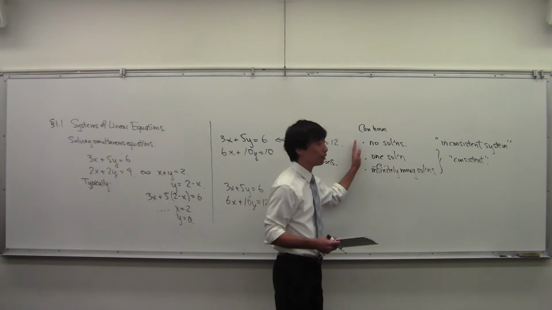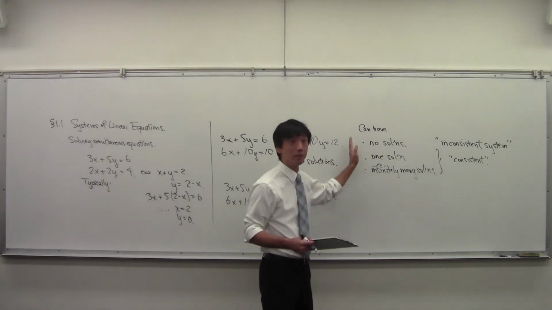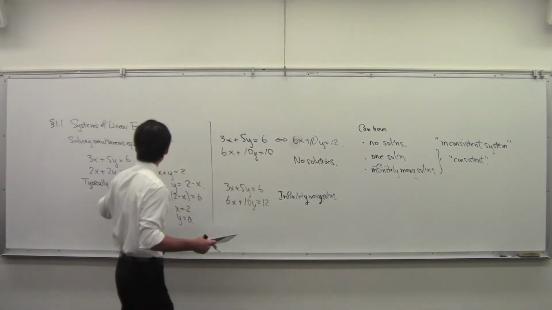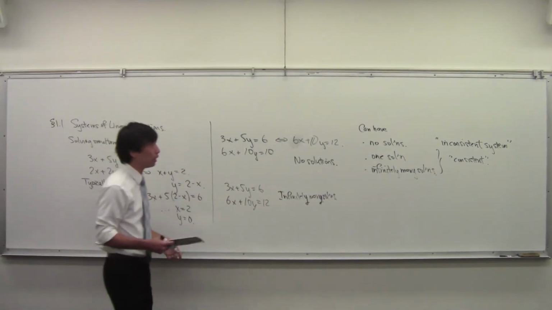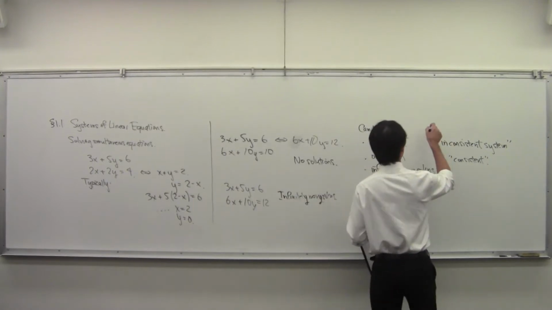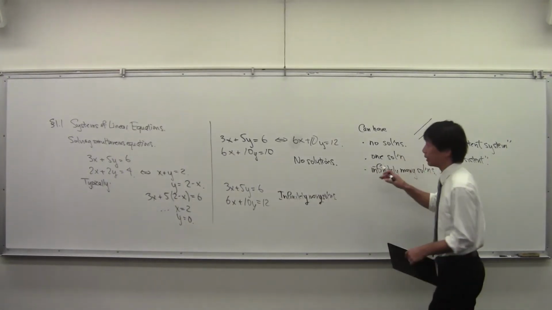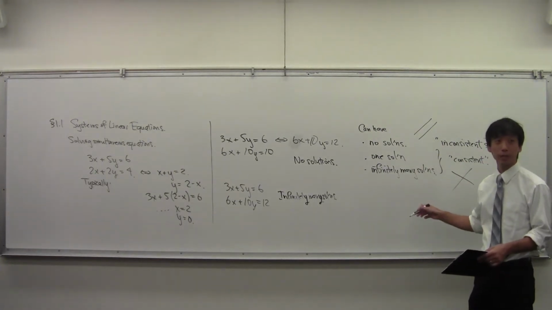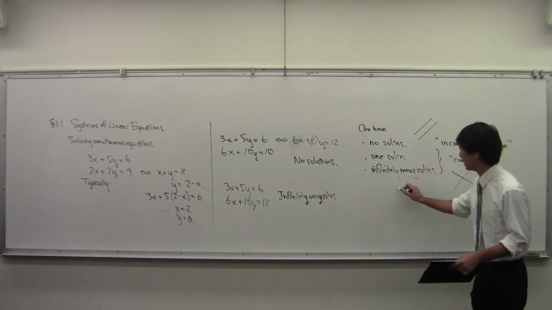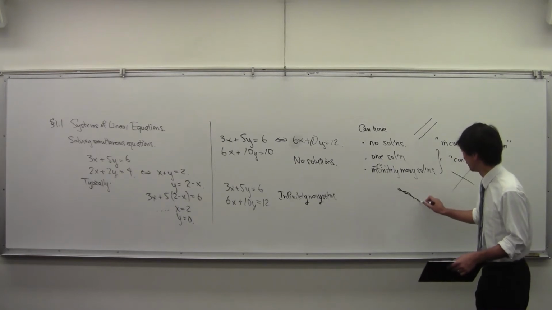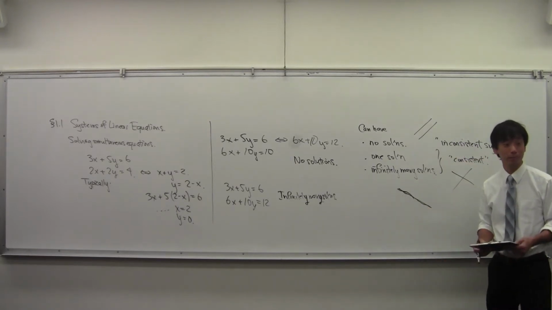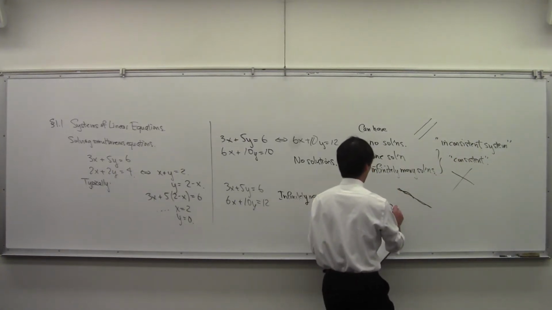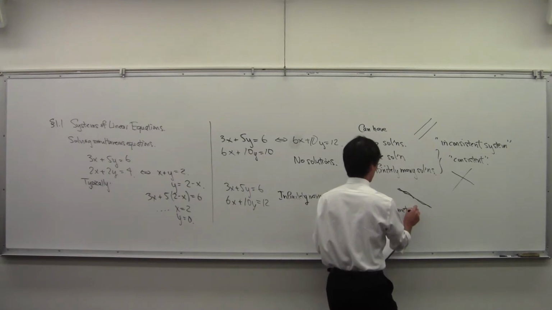Okay. So this has a geometric meaning, right? You're talking about two lines, and so having no solutions means that your lines are parallel to each other. Having one solution means that they intersect in one point, and infinitely many means that they're the same line. Okay. So there's a geometric interpretation.